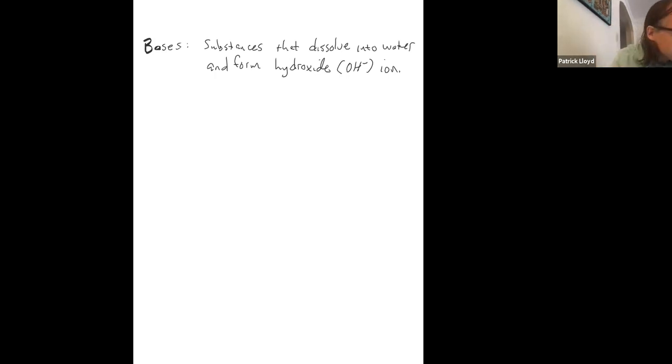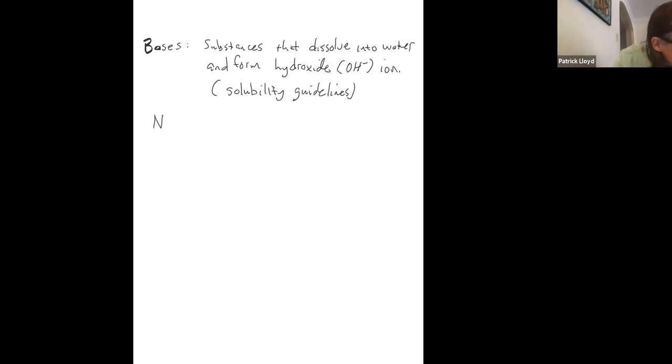What's important about this is really the solubility guidelines, because in order for something to form the hydroxide ion, it's got to be able to dissolve. So it's got to be soluble. If you take an ionic compound that has hydroxide in it, but it doesn't dissolve, it's not producing hydroxide ions in the water. So here's an example.